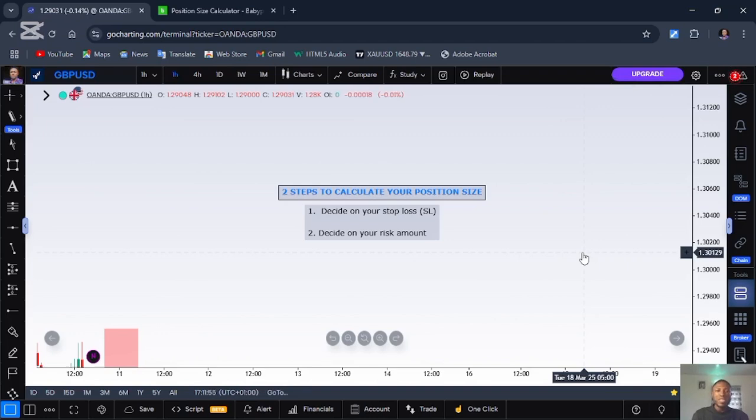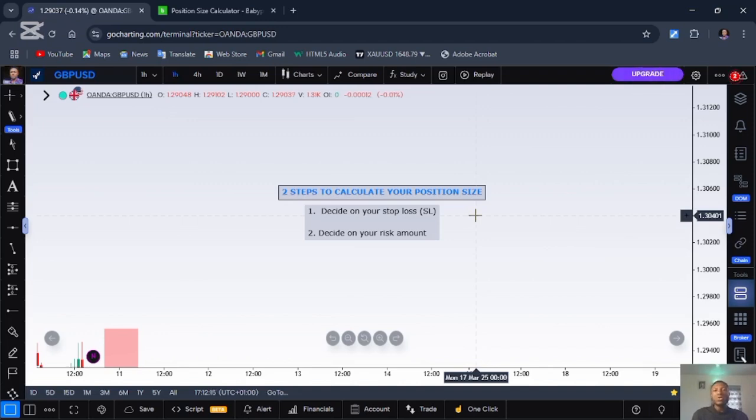And there are two steps to calculate your risk or your position size. One of the steps is deciding on your stop loss. This simply means, where is your stop loss going to be? Is your stop loss going to be 50 pips, 100 pips, 30 pips, 40 pips?